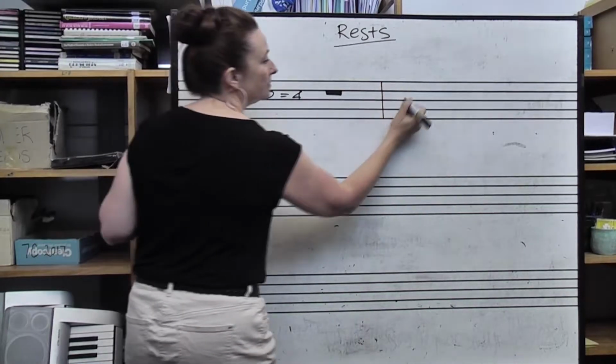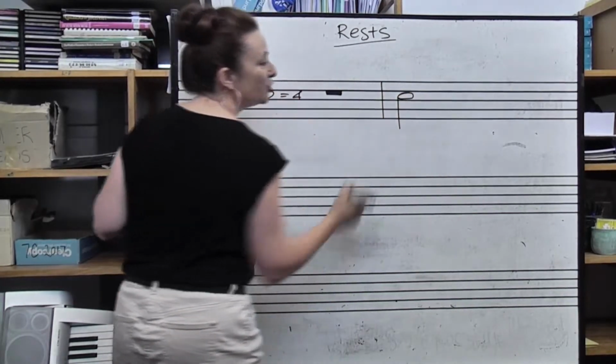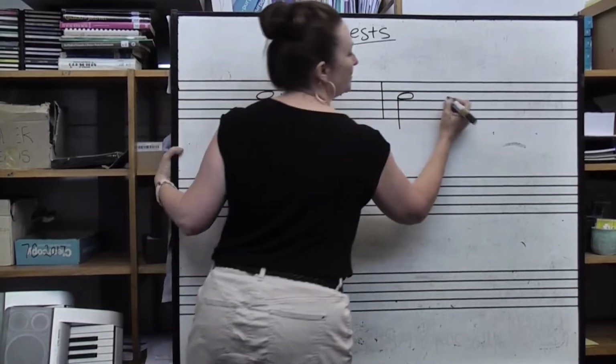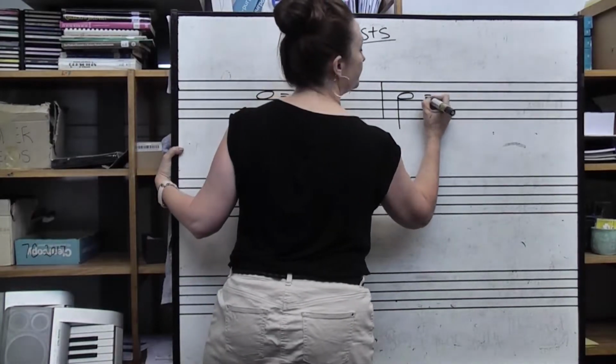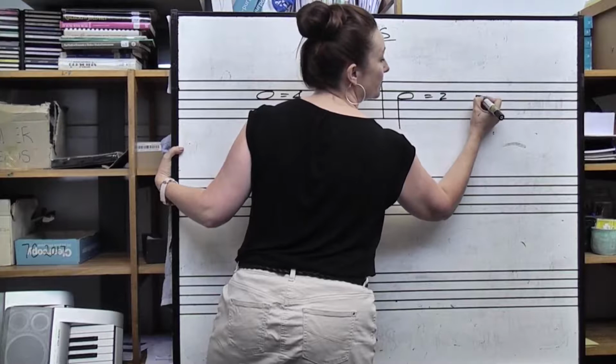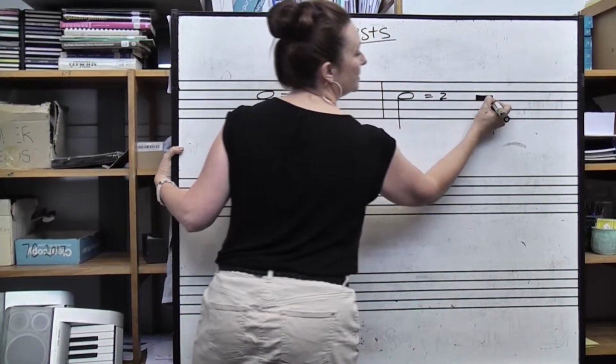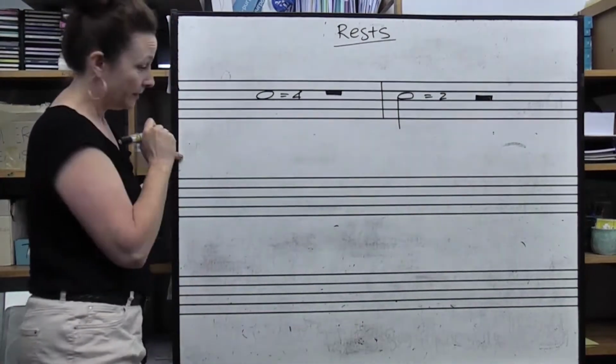And then we've talked about a minim, which is a 2-beat note. The equivalent as a rest sits on the middle line and is coloured in. That's a 2-beat rest.